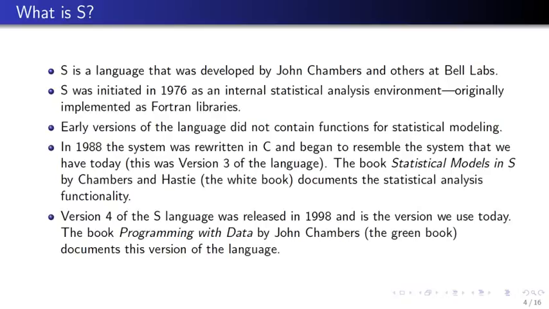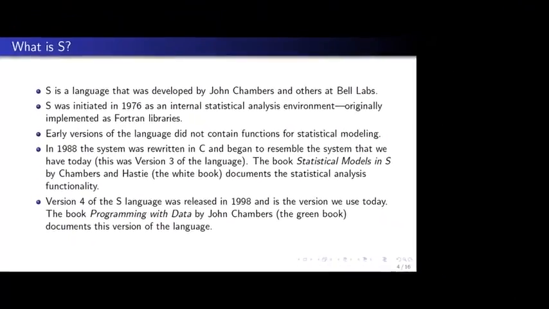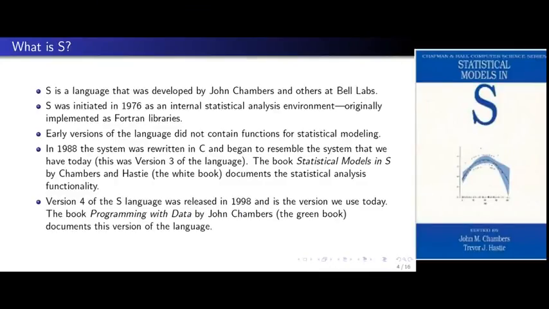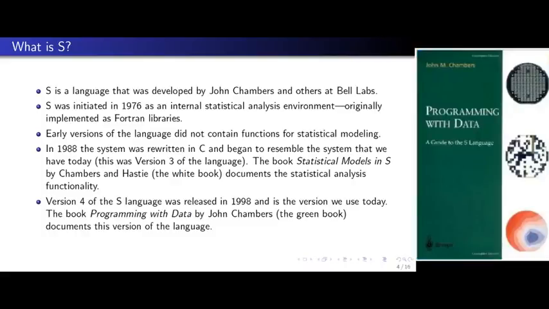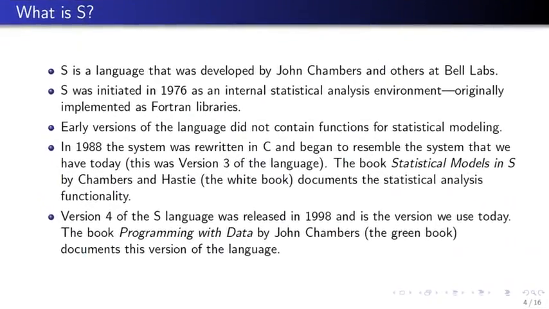So this was version 3, and there was a seminal book called Statistical Models in S, written by John Chambers and Trevor Hastie, sometimes referred to as the White Book. And that documents all of the statistical analysis functionality that came into that version of the language. Version 4 of the S language was released in 1998, and it's the version that we more or less use today. The book Programming with Data, which is a reference for this course, is written by John Chambers, sometimes called the Green Book, and it documents version 4 of the S language. So R is an implementation of the S language that was originally developed in Bell Labs.